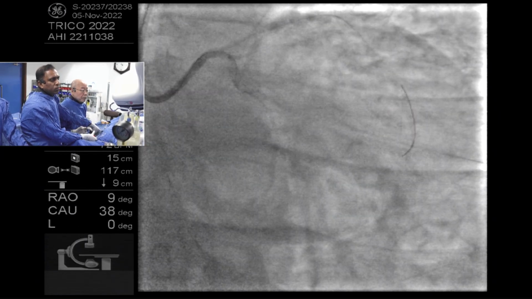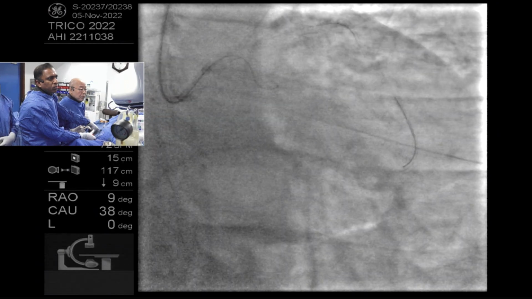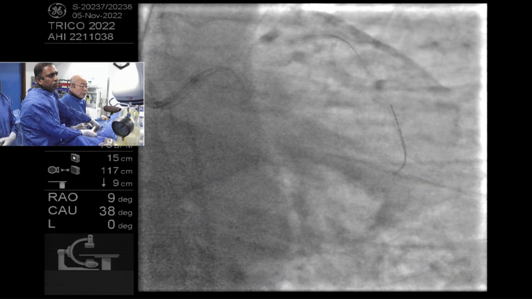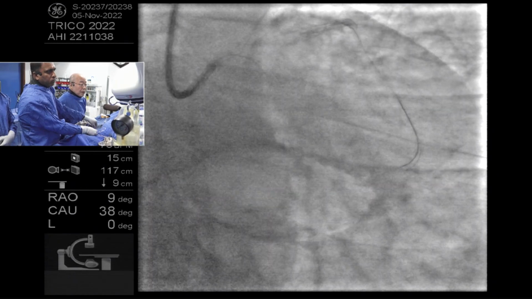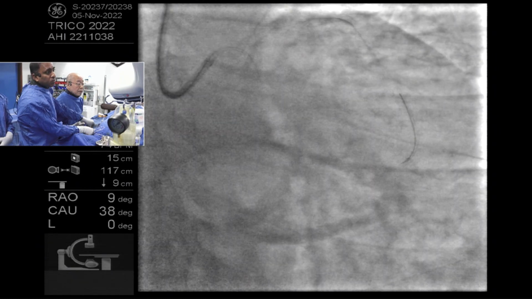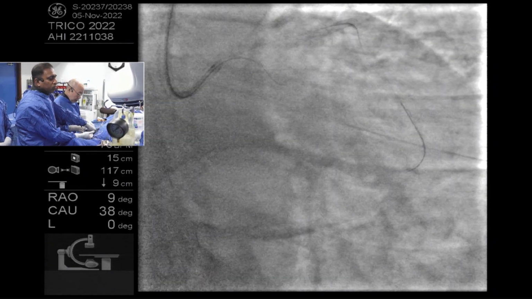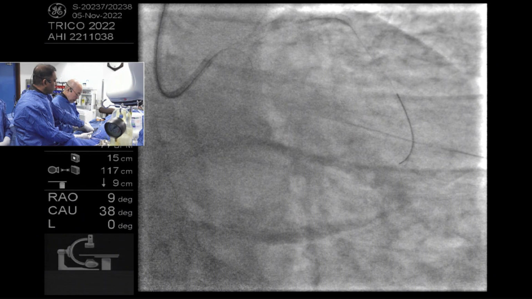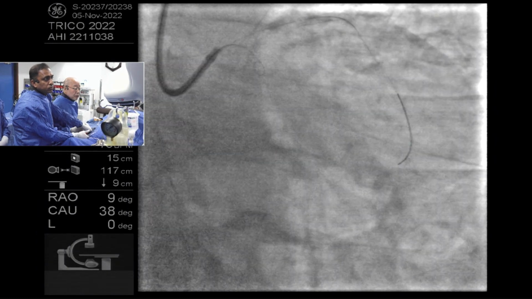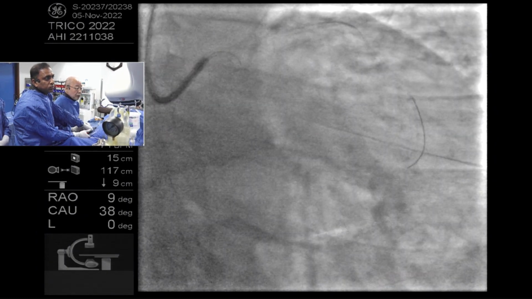negotiation good. Well, I think that may have been the case for the previous case, but here the view is quite good, so I think it's not a question of the view. Okay. Any other good projection? I think this is the best one.